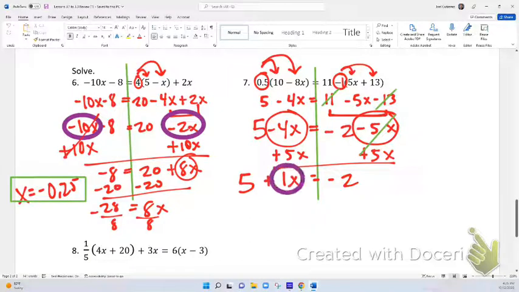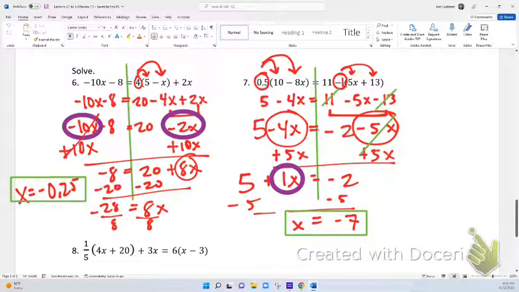We're trying to get the x by itself, so we are going to subtract 5, subtract 5. We end up with 1x equals -7. 1x is the same thing as x, so technically you could just erase the 1, and there's your answer for question number 7.